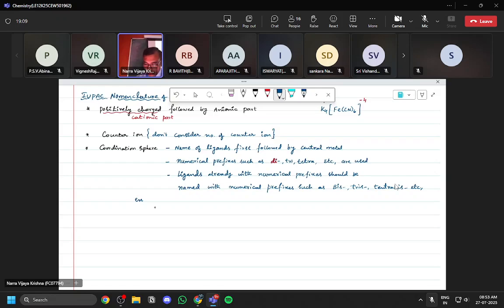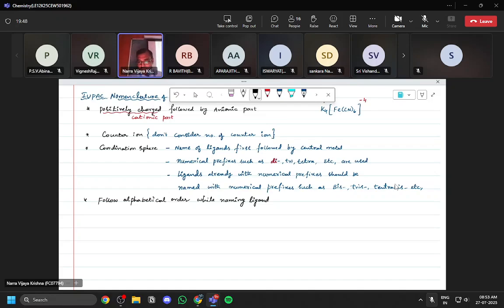While you are naming ligands, we need to follow alphabetical order. Follow alphabetical order while naming ligand, and this alphabetical order is also followed while you are writing name to formula. While you are writing name of the complex to formula. While you are writing formula also, you need to follow alphabetical order, right?